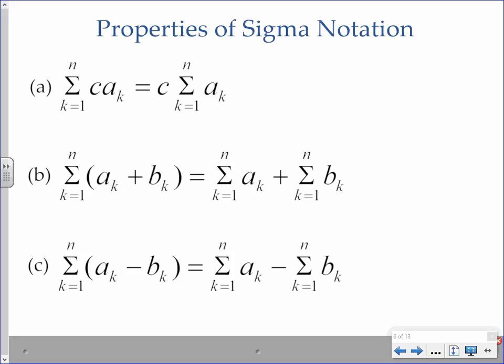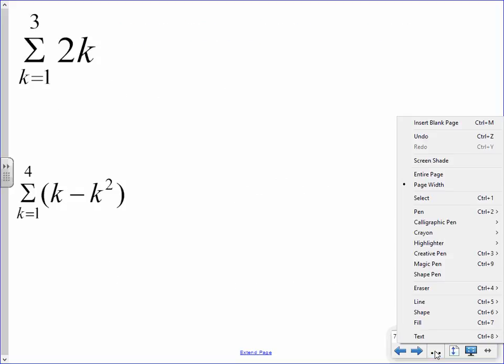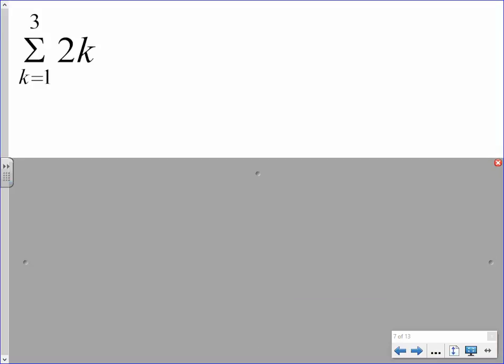Okay, so first example I want to talk about, the sum from k equals 1 to 3 of 2k. I'm going to show you how we can use this property.